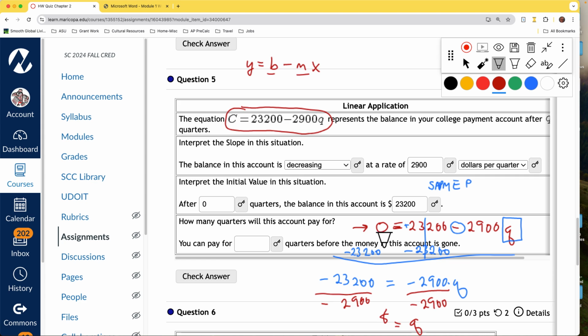This one here? Oh, this one. Because we're talking the initial value. So initial value always means that the x variable or the input variable, in this case the q, is 0. And notice if this is 0, this whole thing becomes 0. We have 23,200. So whenever they're asking for initial value, the input variable, the x, is always 0.